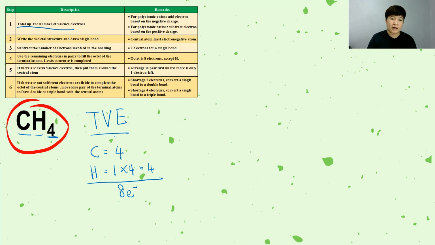It's very important to calculate the total valence electron correctly because it shows the total number of electrons involved in the bonding. In other words, it shows the total number of electrons that you can put into your Lewis structure. Second, we are going to draw the skeletal structure and draw single bonds. We need to determine who is the central atom. Central atom is the least electronegative one. If you look at CH4, obviously, carbon will be the central atom, bonded with hydrogen in the form of single bonds. So we draw the single bonds first.